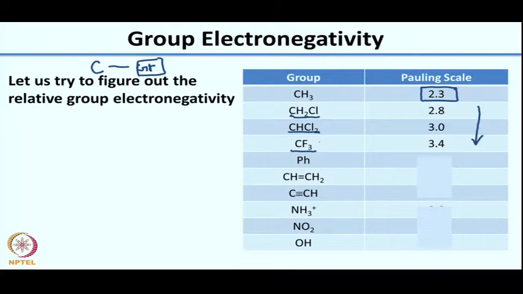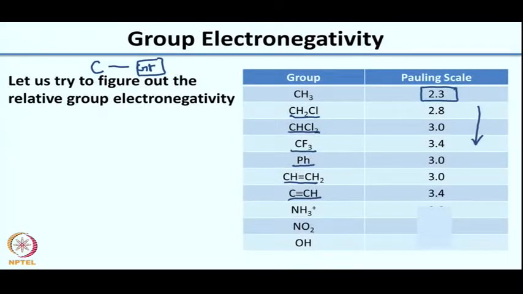Now let us look at the next group. The next group has phenyl, right, an alkene and an alkyne. All of these are now attached to the carbon, and we are trying to figure out the relative electronegativity of these groups. Again you can press the pause button and try to work this out. So let us check our answers.